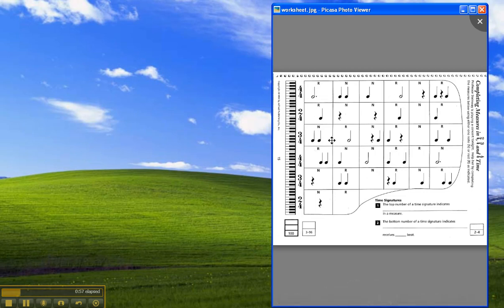2/4 in this row, 3/4 in this row. 4/4, 3/4, 2/4. Don't forget the two questions over here. Okay, so that's the assignment. Let's go back and do just a little bit of review.